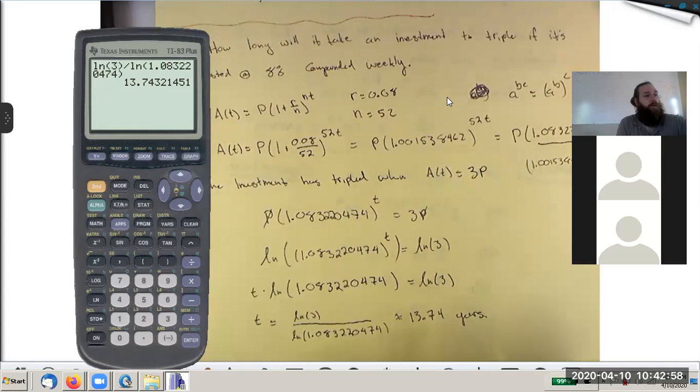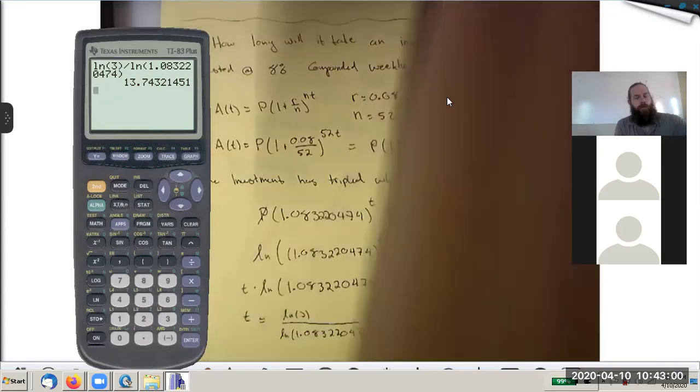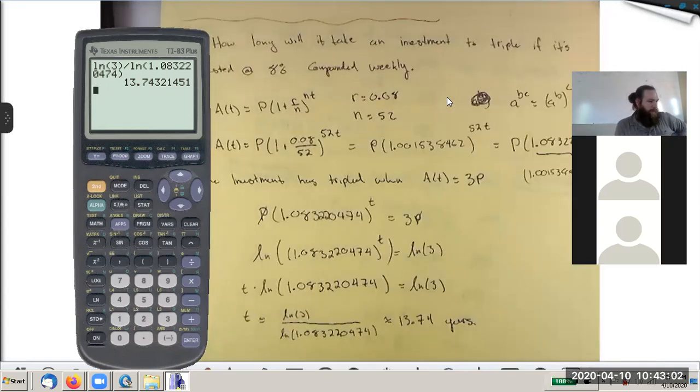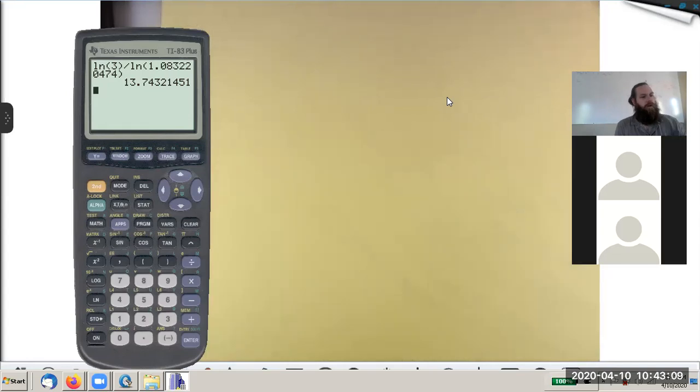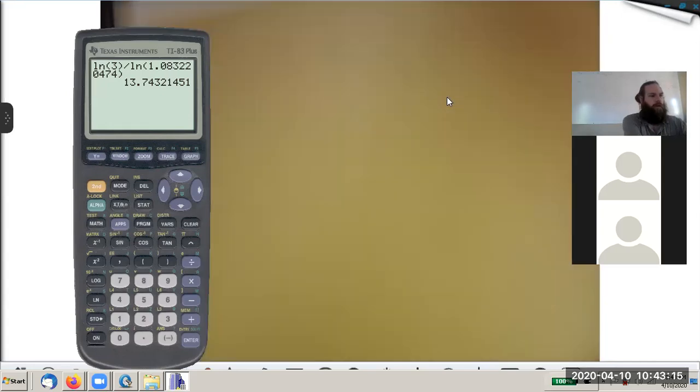So I would be happy to work whatever you guys would like to work. My intent for today was really just to solve some problems, try to get a little bit more comfy with log properties and log and exponential equations. Are there any other problems from homeworks 2021 that you guys have been looking at that you'd like to work on a little?